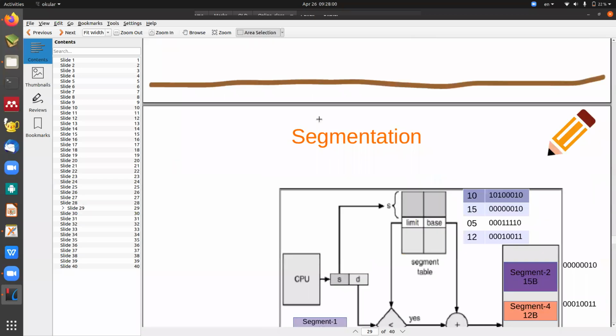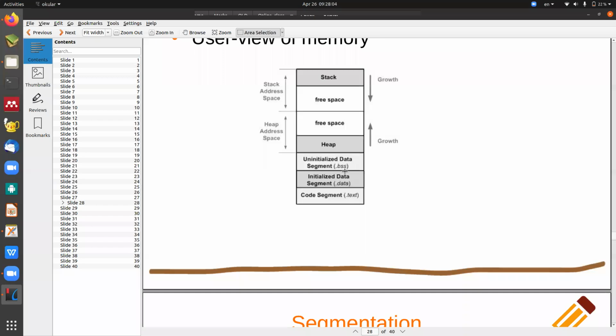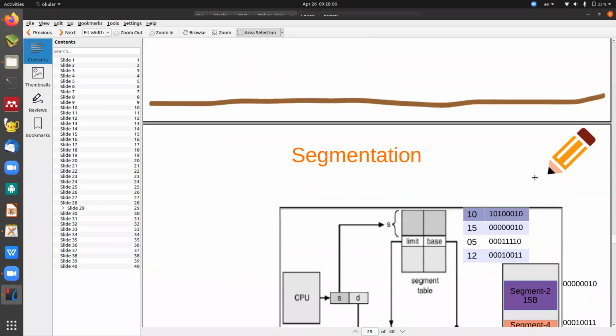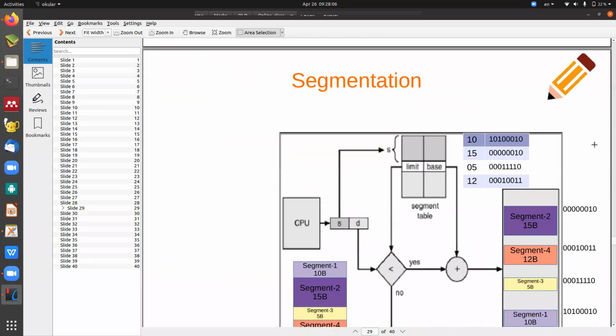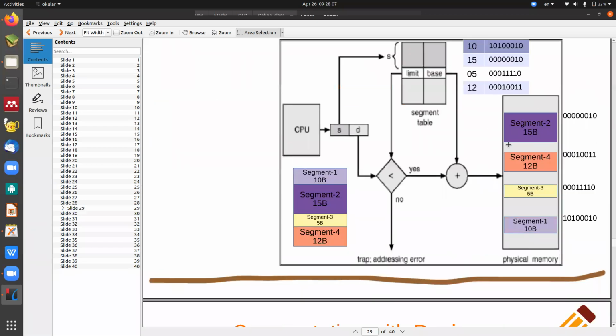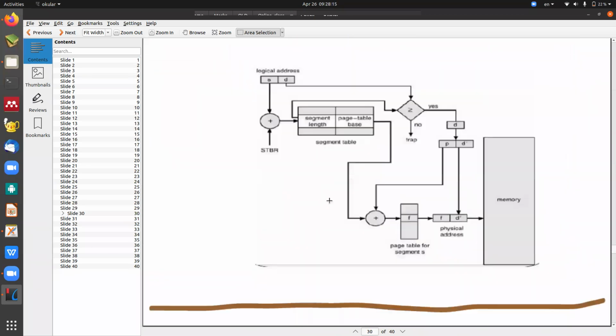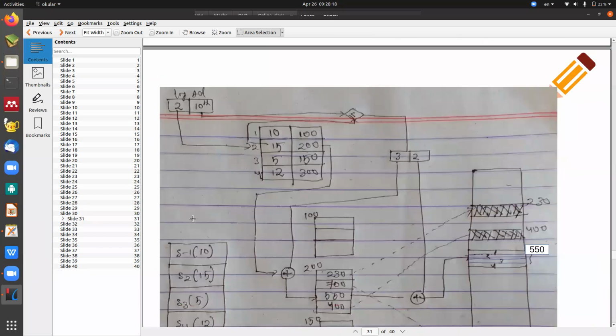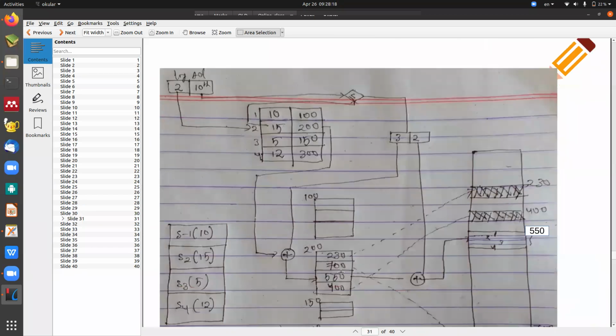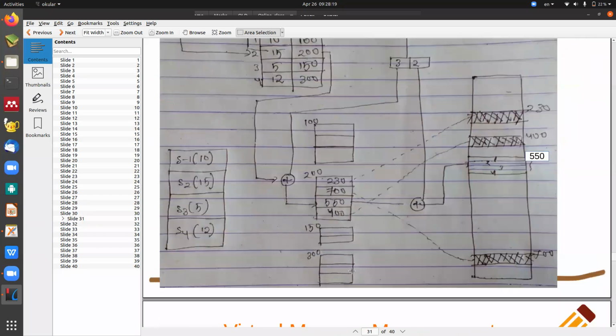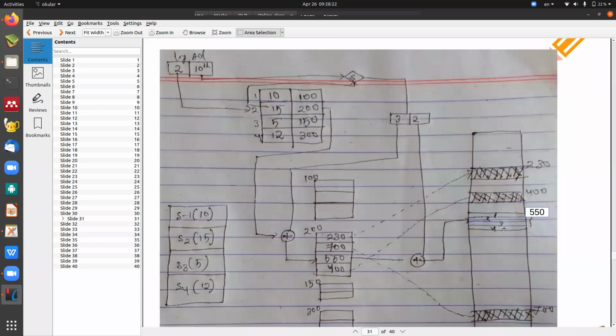Normally we think of these as the basic segments, and usually the segments are contiguous, which is why external fragmentation comes. Instead of keeping the segment in one place, we discussed how you can divide the segment into a number of parts. This is an example we studied of how each segment is divided into parts. Then we studied virtual memory.